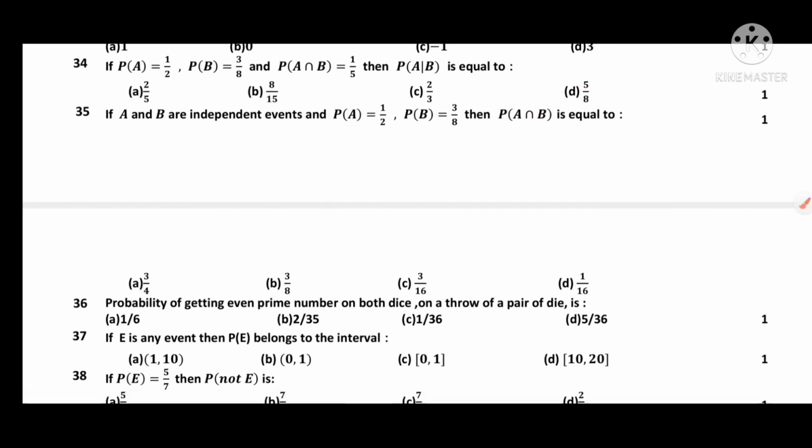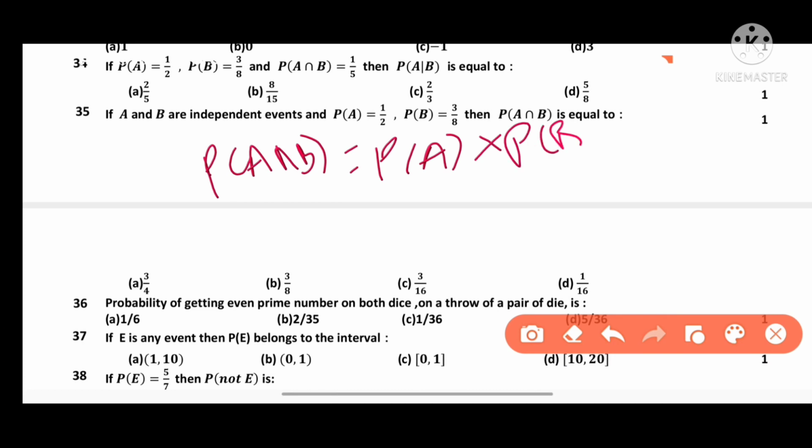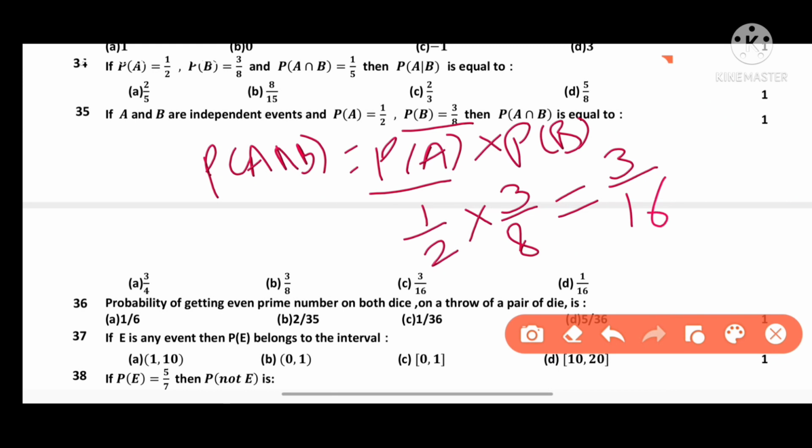Next, question number 35. If A and B are independent events, now for independent events, probability of A intersection B is equal to probability of A multiplied by probability of B. Now probability of A is equal to 1 by 2 and probability of B is equal to 3 by 8. Now by solving this, we get probability of A intersection B is equal to 3 by 16. So answer is C option.